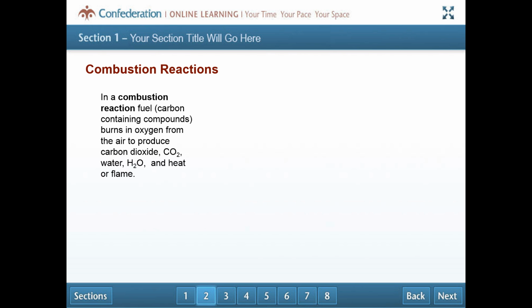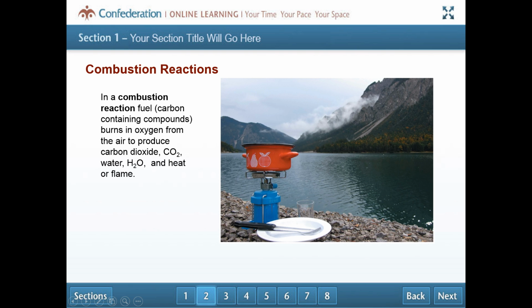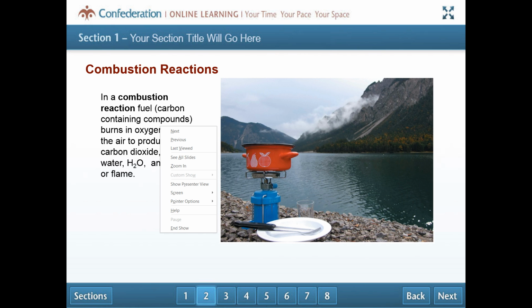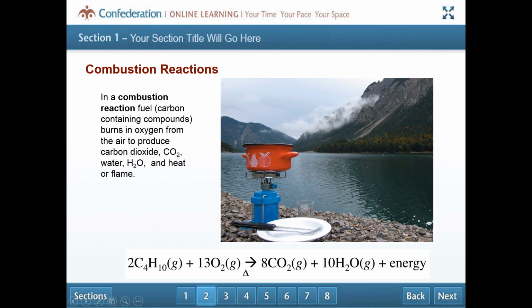This is the kind of thing that's going on in your car or your furnace. Anything that's producing some heat and flame could be a combustion reaction. So in a combustion reaction, you've always got to start with some kind of hydrocarbon. Okay, you've got to start with some kind of hydrocarbon. So right here, this is my hydrocarbon. It's got carbon and hydrogen. It could be all different alkanes that we've talked about.